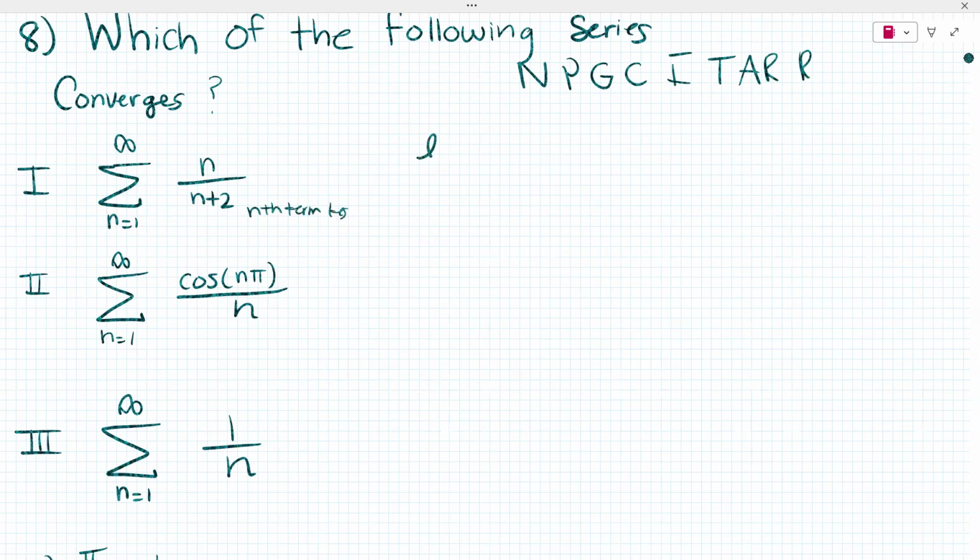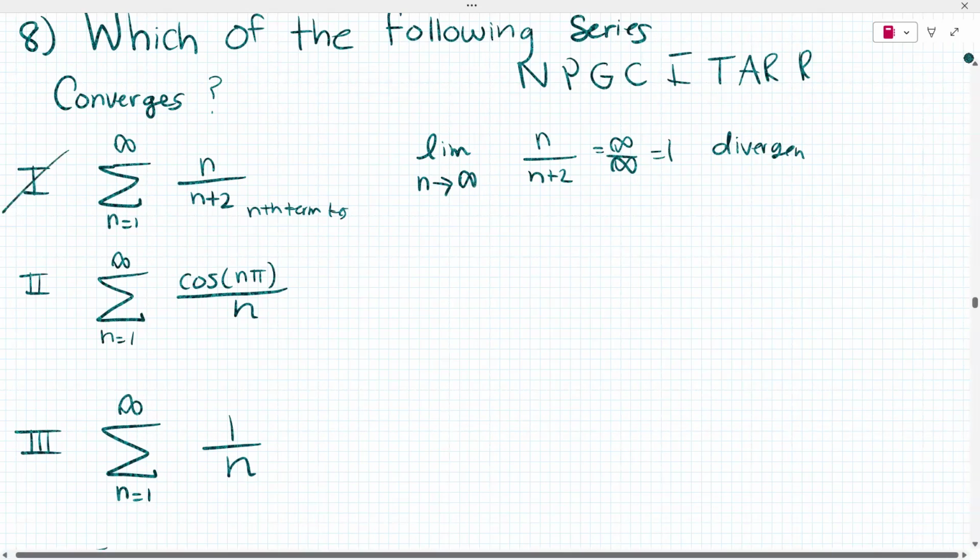So write this out, and replace n with infinity. This would be infinity over infinity, which is really just one. So that definitely diverges. So we can't use one because that diverges.